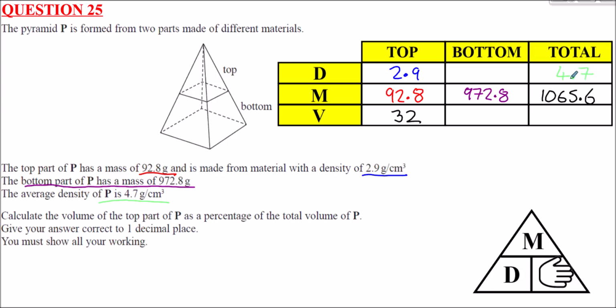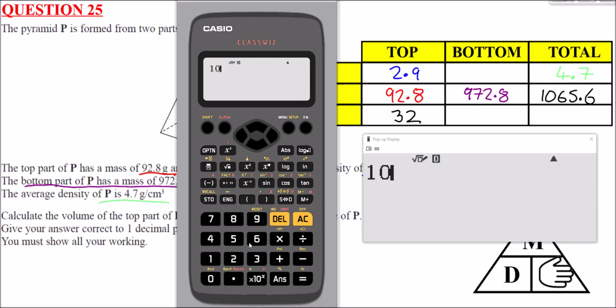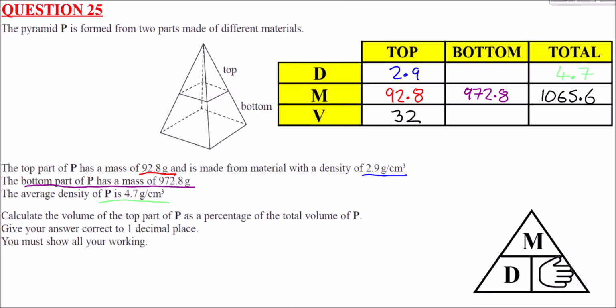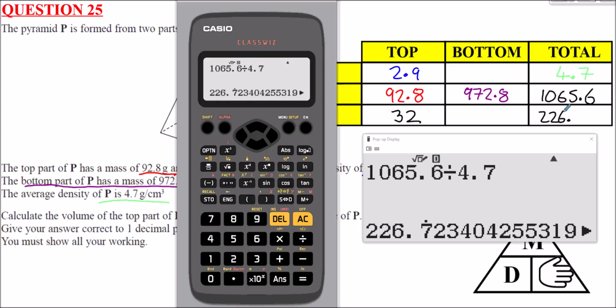I can now calculate the volume of the whole thing. So the volume again is the mass divided by the density. For the whole thing combined, if I calculate 1065.6 divided by 4.7, I've got the overall total volume. So let's do that. 1065.6 divided by 4.7 gives us a total of 226.7234, and so on and so on.